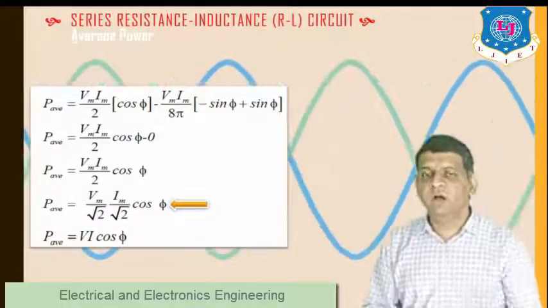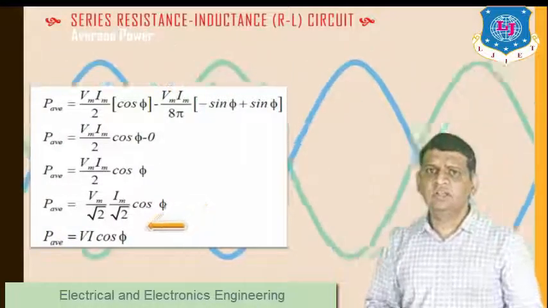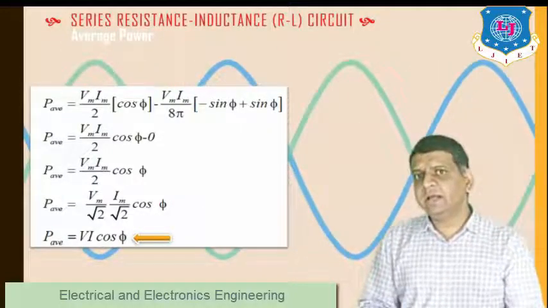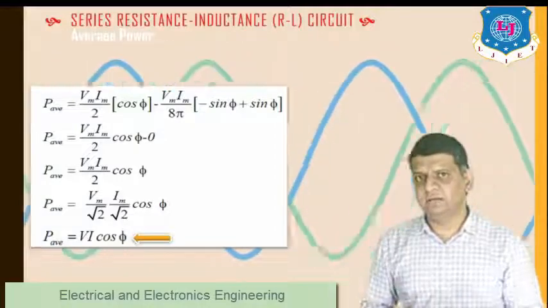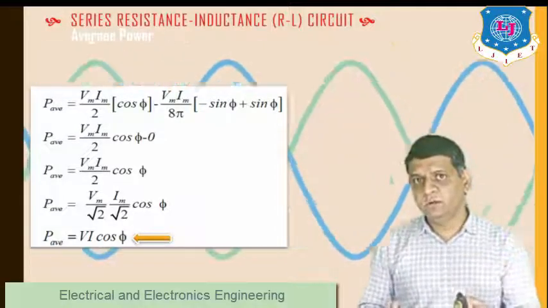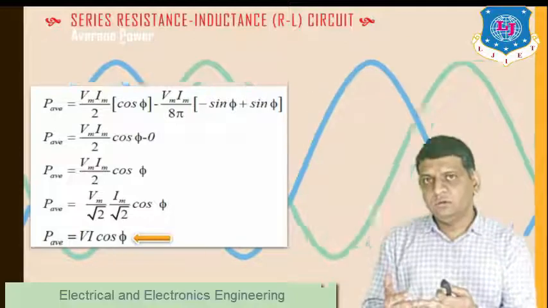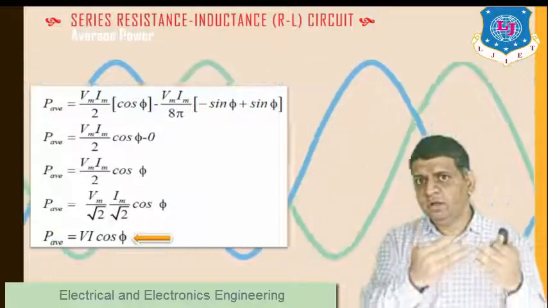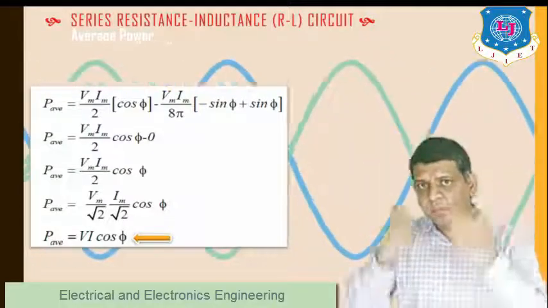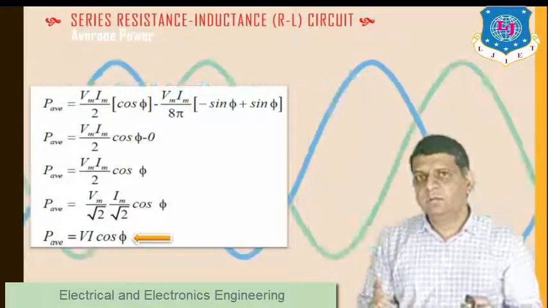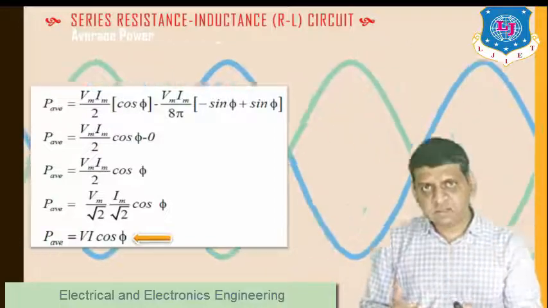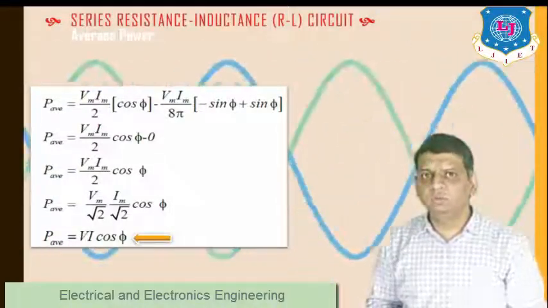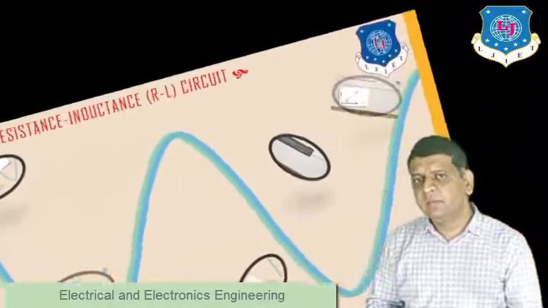Right? Now, since this is a combination of the two components R and L, the power calculation must be more complex. So there is a power calculation from the resistance side, there is a power calculation from the inductor side, and the complete circuit power. Here, the power consumption by the resistance, the power consumption by the inductor, and the overall circuit power are what we need to calculate.